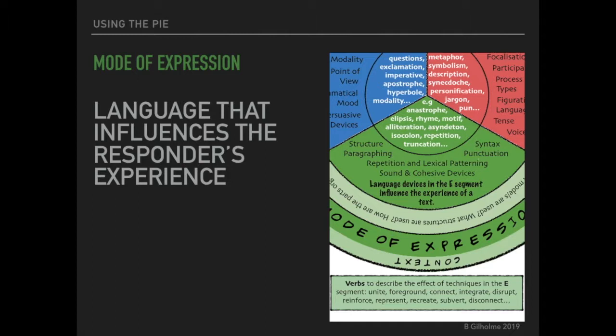So that leaves us with the third segment, the mode of expression. Now, in some ways, this one's a little bit more difficult, but it's also in some ways more powerful once you get your head around how it works. This one's really all about structures and patterns. In talking about structures and patterns, we're talking about the way that the composer organizes information to shape the way that the responder experiences the text. So it's language that influences the responder's experience.